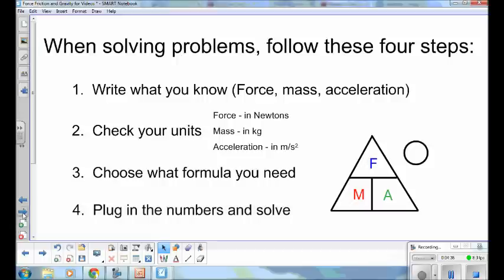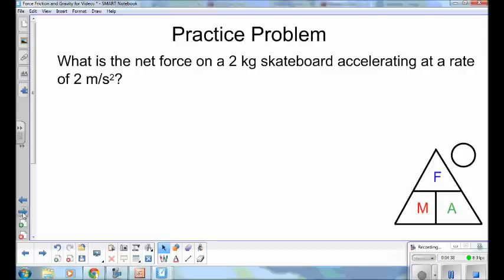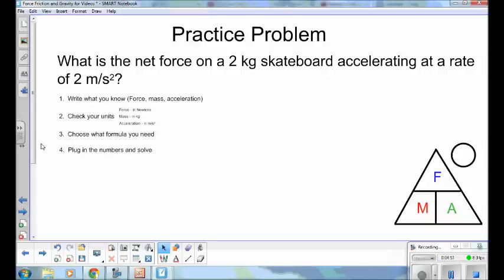So what does this look like? Here's an example. The question is, what is the net force on a 2-kilogram skateboard accelerating at a rate of 2 meters per second squared? Well, what I'm going to do is I'm going to refer to my 4 rules here, and I'm going to follow them. So the first thing I need to do is write what I know.